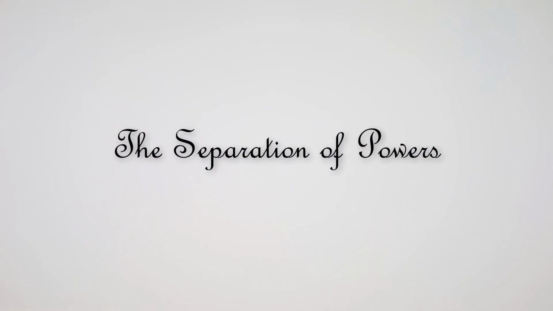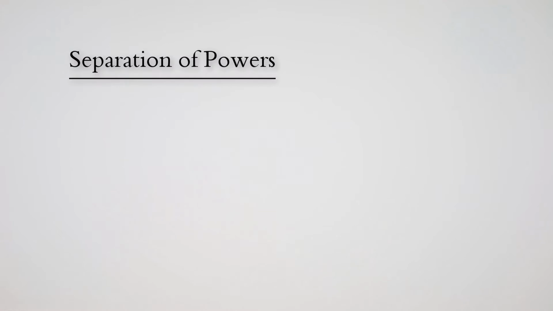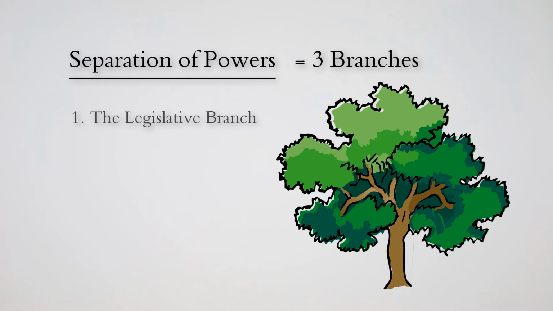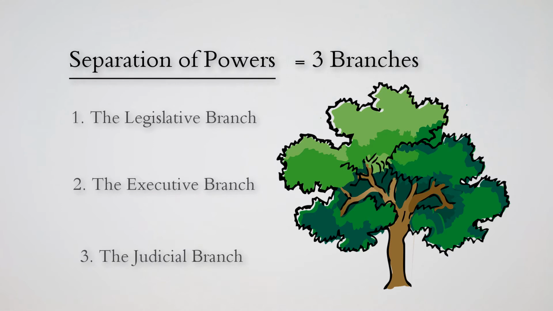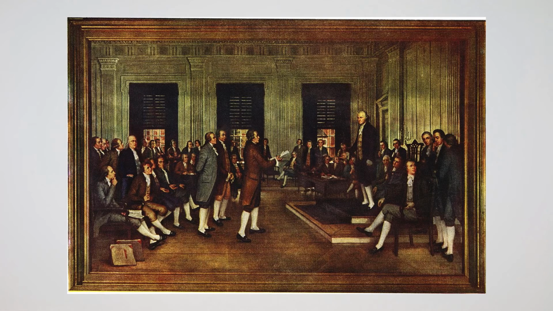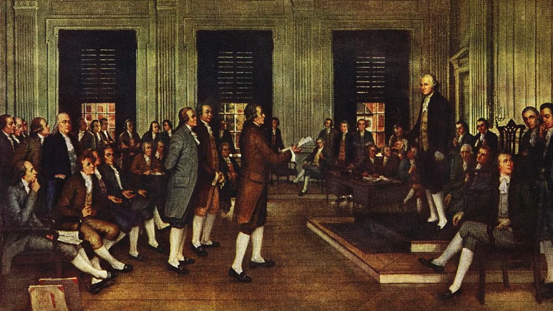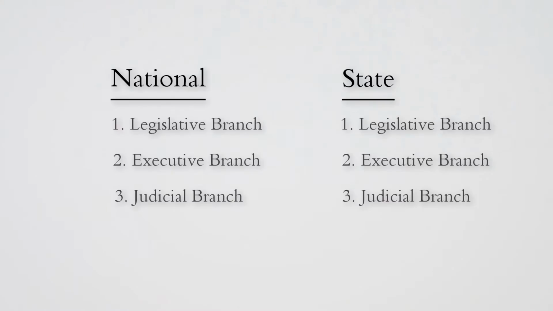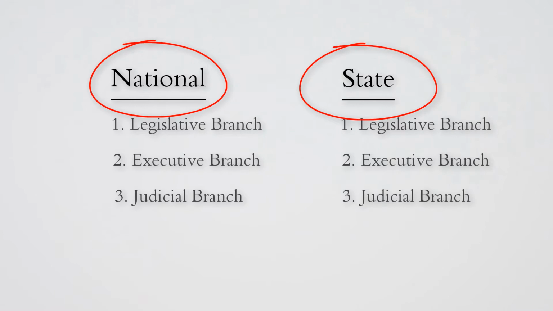Today we will learn about the separation of powers. One of the most basic traits of U.S. government is the separation of powers. This is the name for how our government is divided into three branches: the legislative branch, the executive branch, and the judicial branch. The delegates who wrote the Constitution wanted to make sure that no group or individual got too much power, so we see the separation of powers at the national and state level.